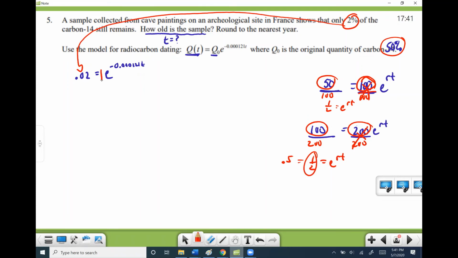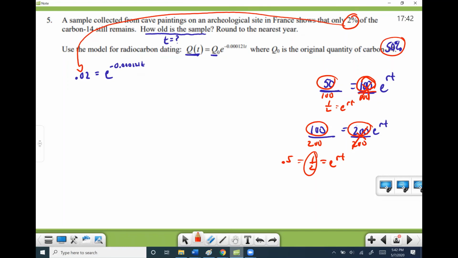And so 0.02 would be 2% of 1. 0.20 would be 20%. All right. So if you get the percent, make it a decimal, put it on the left, and that's going to be your Q naught. You're not even going to worry about it. Okay, so let's solve this one.